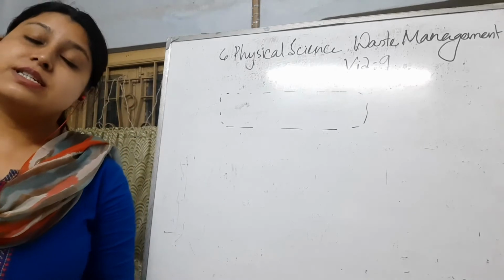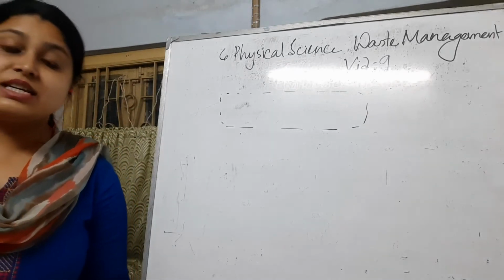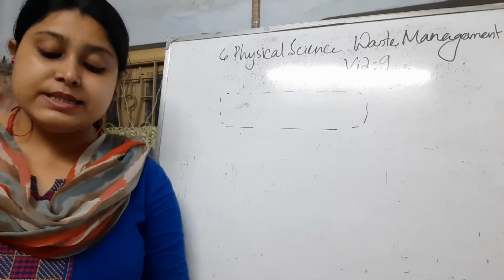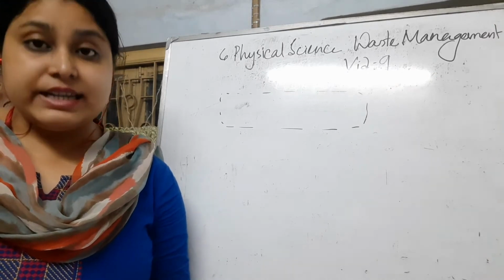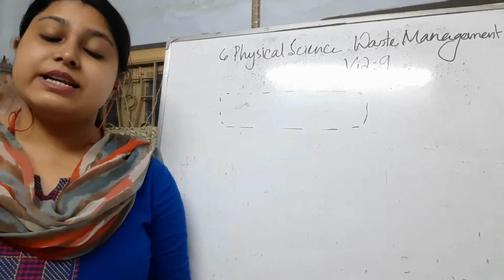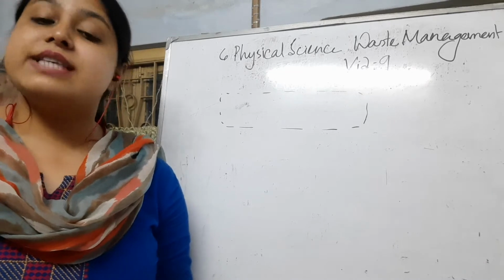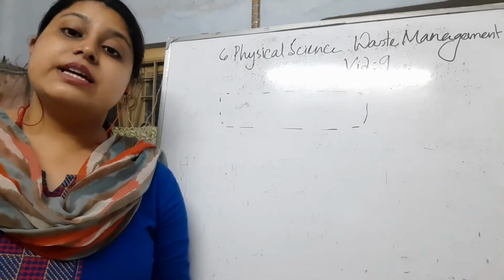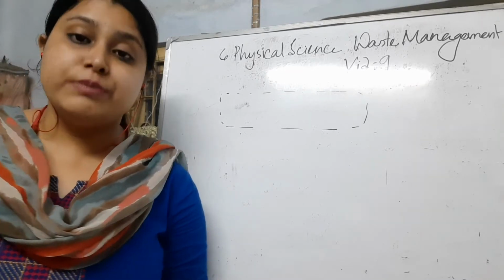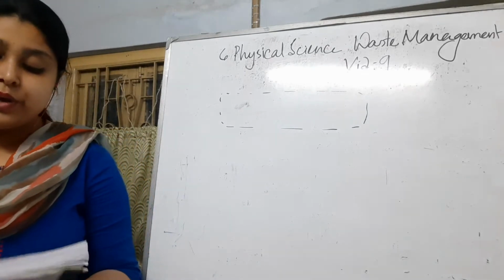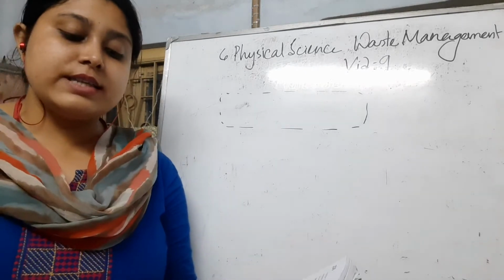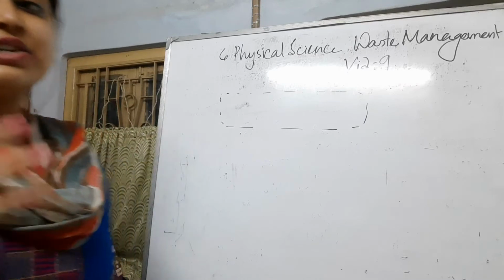And then we discussed waste management, that is the 4R principles. Then the waste recycling processes, like the recycling process of paper, the recycling process of glass, the recycling process of aluminium. So now we are going to discuss the importance and benefits of waste recycling.